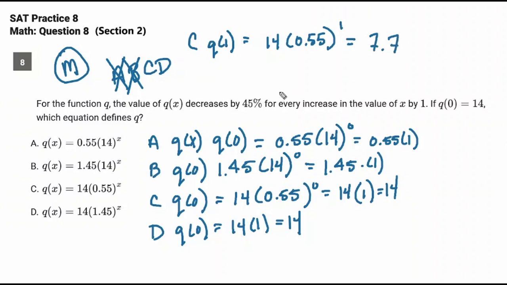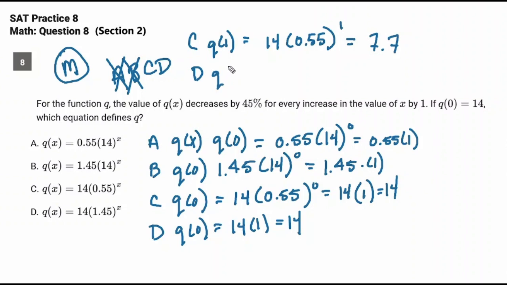Now what's supposed to happen here? You're supposed to decrease by 45%. You do not need to calculate this. If you decreased 14 by 50%, you get 7, right? We got 7.7. And that's about 45%. So that's looking good. Let's try D.